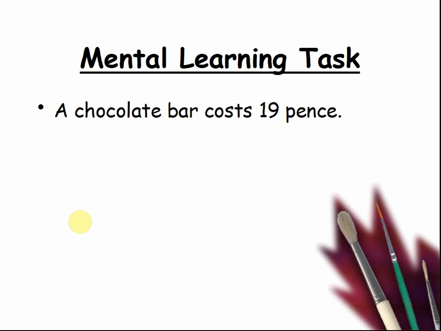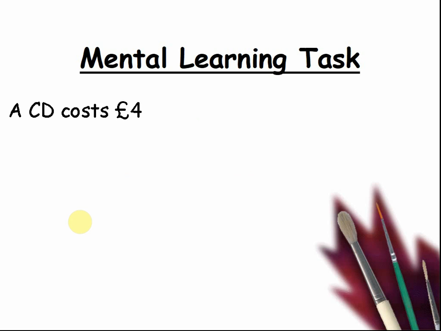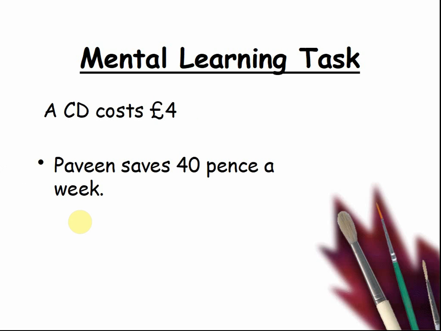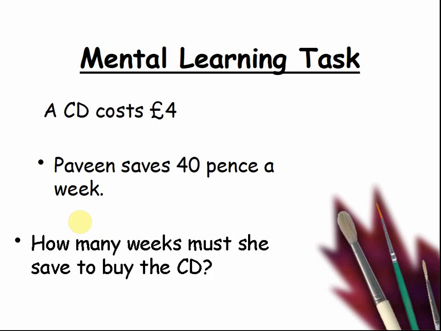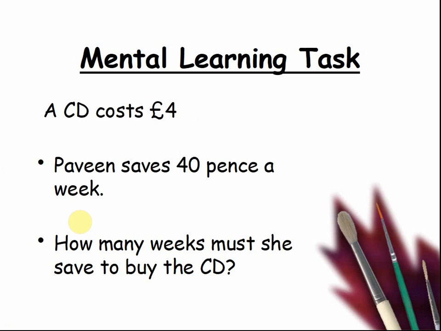A chocolate bar costs 19 pence. How many bars for £5? Pause the video and answer the question. A CD costs £4. Pavine saves 40 pence a week. How many weeks must she save to buy the CD? Pause the video and answer the question.